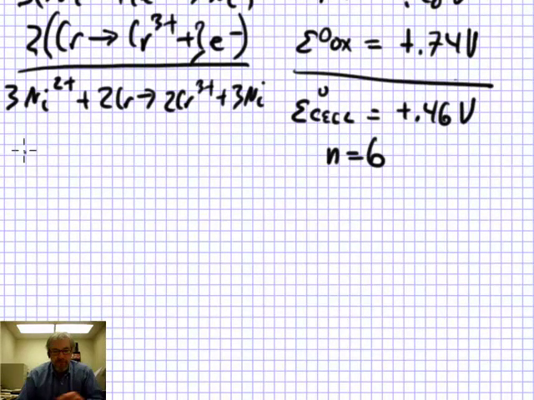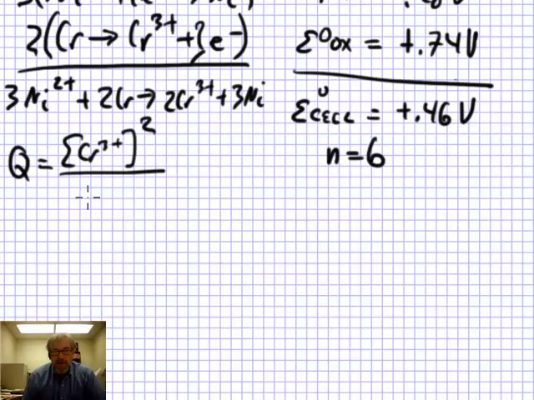Q for this reaction is going to be equal to concentration of chromium 3 squared divided by concentration of nickel ions, nickel 2, cubed. Now since our objective is to determine what is the concentration of the chromium 3 ions, since we know the concentration of the nickel 2 is 1.20 molar, if we can calculate Q, we should be able to do it. Now the Nernst equation would allow us to calculate Q.